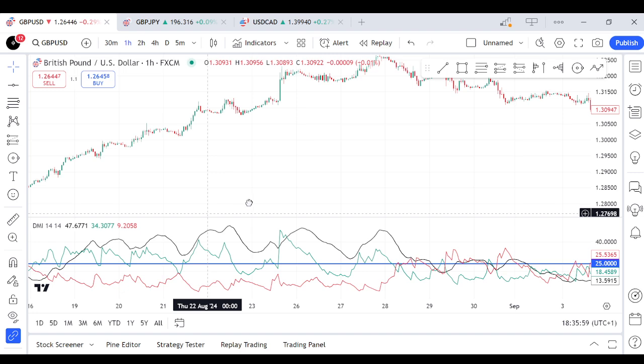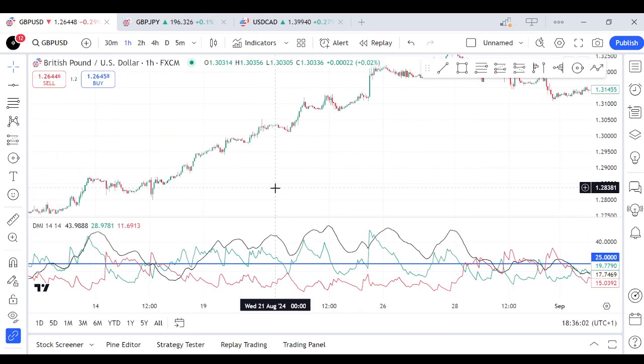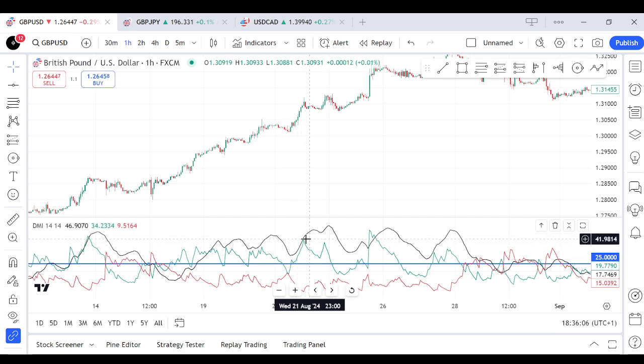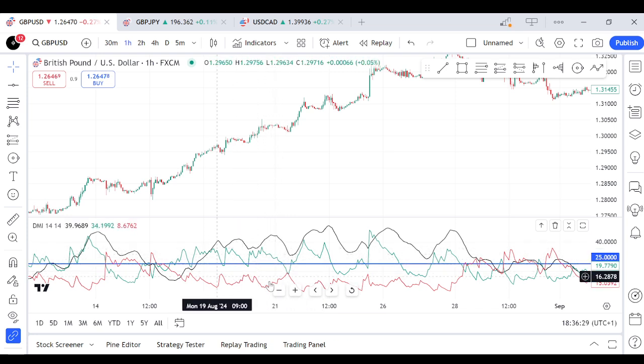And the third component is the ADX line, typically colored black or blue. In this case, we're using black. Now the ADX measures the overall strength of the trend regardless of its direction. So this line moves between 0 and 100, with readings above 25, which is this blue line here, indicating a strong trend. So let's move forward to see exactly how these components work together to generate reliable trading signals.